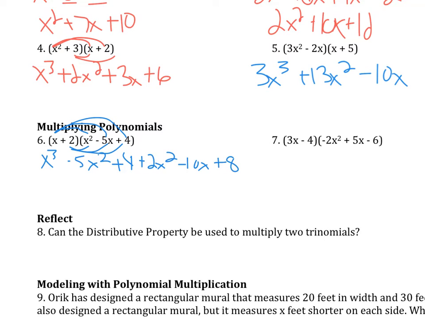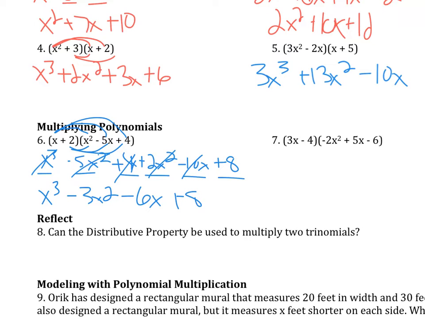plus 8. Now we combine our like terms. I only have the x cubed, so that gets written down. I have an x squared and x squared. It's a negative 3x squared. This should be a 4x here. And I have a 4x and then negative 10x. That gives us negative 6x. And then just my plus 8 at the end. There are no like terms. That's in standard form, so we're good.